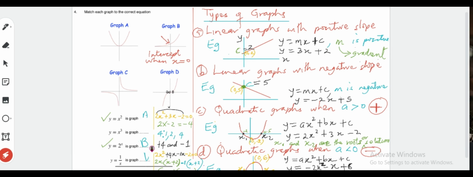Because it cuts the graph in 3 places, as you can see. And y equal to 1 over x is obviously C. Those ones will form asymptotes. Can you see it forming asymptotes? Are you listening to me? It's trying to touch the graph, but it can't touch, so it's forming asymptotes.